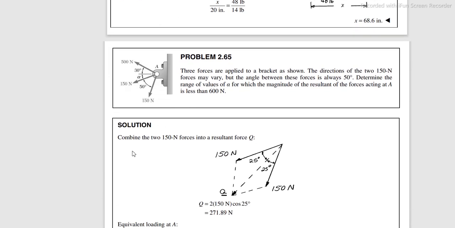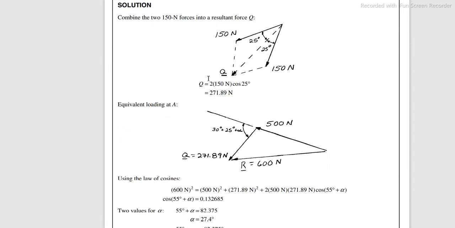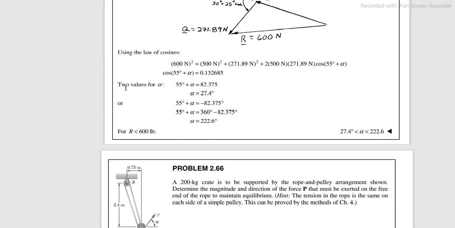Problem 2.65. Three forces are applied at a bracket as shown, and in the direction of two 150 Newton forces. 150 Newton forces may vary, but the angle between these forces is always 50-100. Determine the range of values of alpha for which the magnitude of the resultant of the force acting at A is less than 600. The solution is the free body diagram. That is the solution.